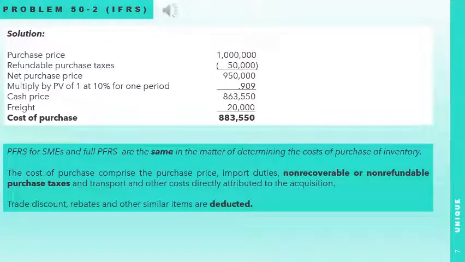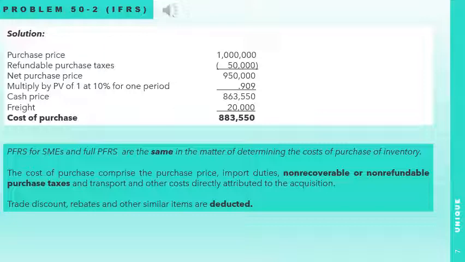So PFRS for SMEs and full PFRS are the same in the matter of determining the cost of purchases of inventory. The cost of purchase comprises the purchase price, import duties, non-recoverable purchase taxes, and transport and other costs directly attributable to the acquisition. The calculation is to add freight into the initial purchase cost and then subtract purchase allowances, purchase discounts, and purchase returns. So based sa given data ng SME, nag-acquire ang entity ng goods amounting 1 million, so this 1 million ang purchase price, including daw ang refundable purchase taxes na 50,000 pesos.